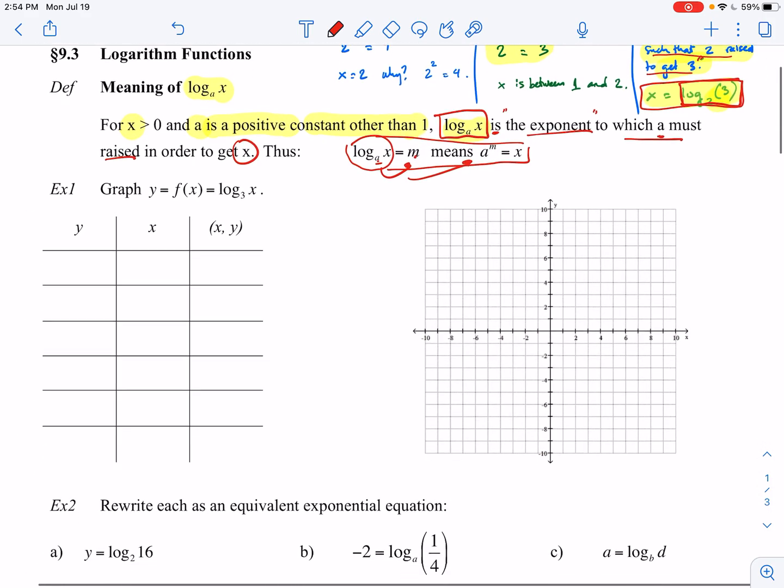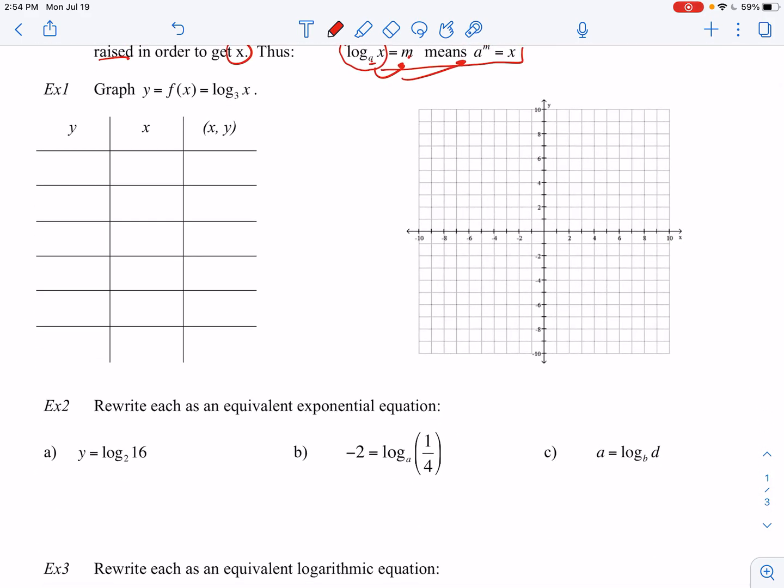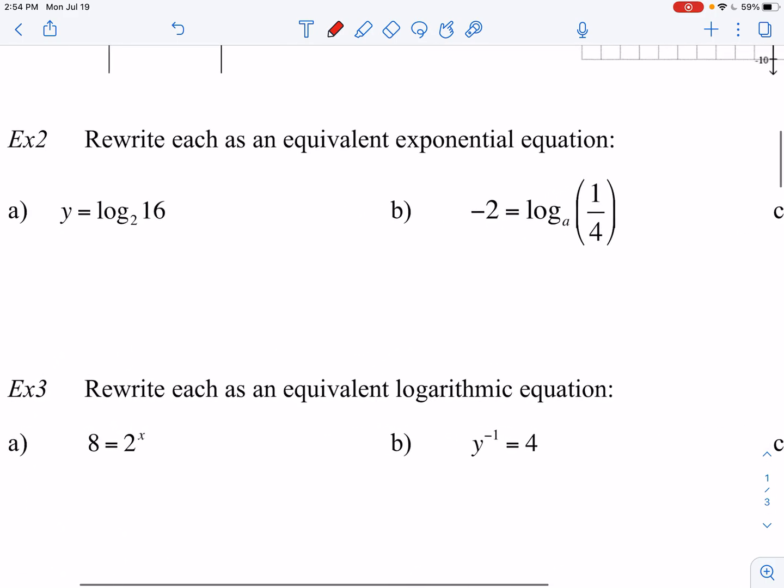So before we get to the graph of what the log base 3 graph looks like, let's just practice and write these exponential equations as logarithmic equations and get used to the notation itself.